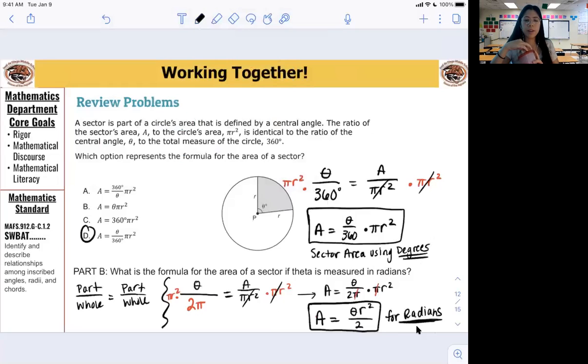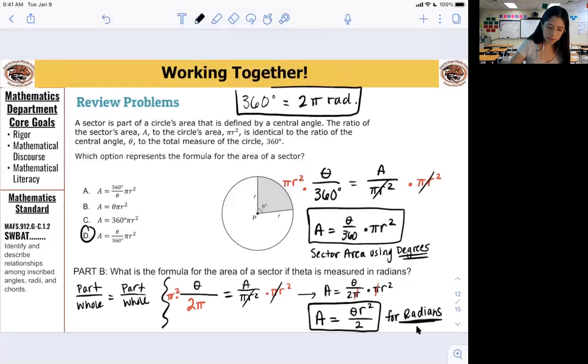How many radians in a whole circle? 6.28, or 2 pi. 2 pi. So the big takeaway is that 360 degrees equals 2 pi radians. And we can use just rad. When you just see the word rad, that just means radians.